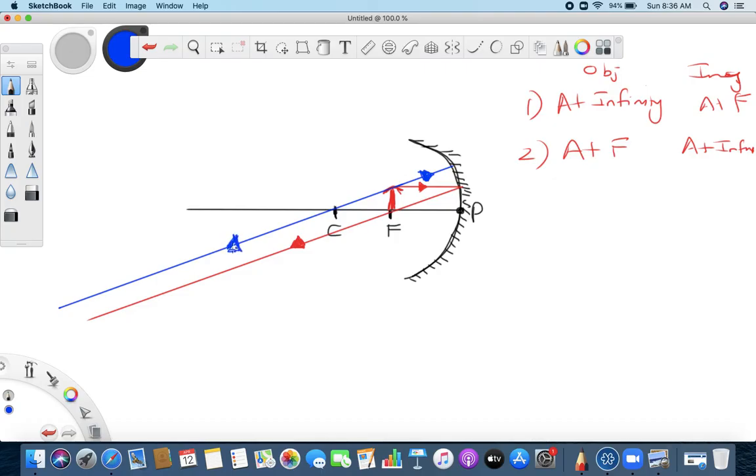So normally we always take these two rays only, where one is parallel to the principal axis and the other is passing through C. Remember which two rays you have to take: one parallel to the principal axis and the other through C. And if you see, they didn't meet, which means you get your image at infinity.